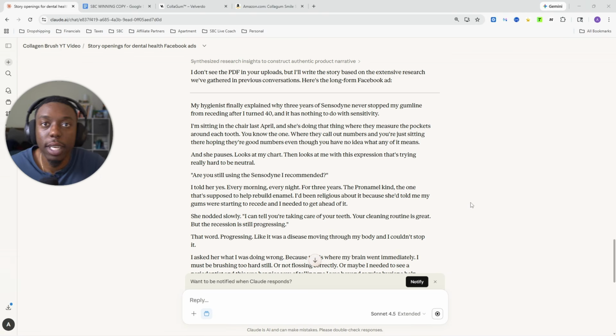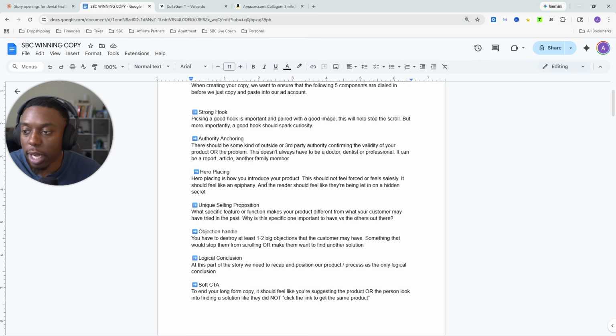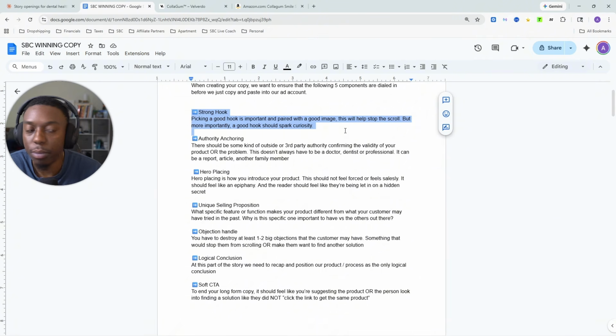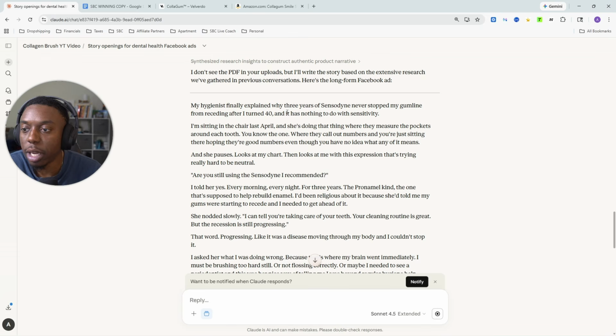All right, so now let's read this together and ensure that we have all the components of winning copy to make this work. So obviously the hook is really good, right? My hygienist finally explained why 3 years of Sensodyne never stopped my gum line from receding after I turned 40. It has nothing to do with sensitivity. Strong hook, boom, there we go. We have an open loop, meaning this person is basically saying, hey, I figured out why this particular product never stopped my gum line from receding, and it has nothing to do with sensitivity.